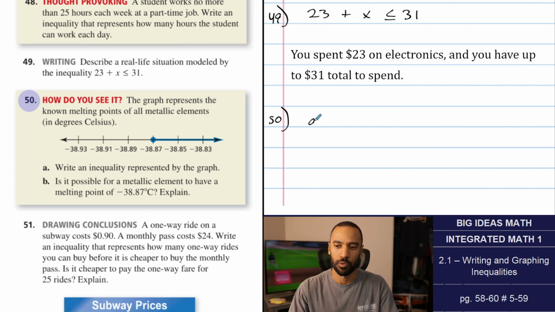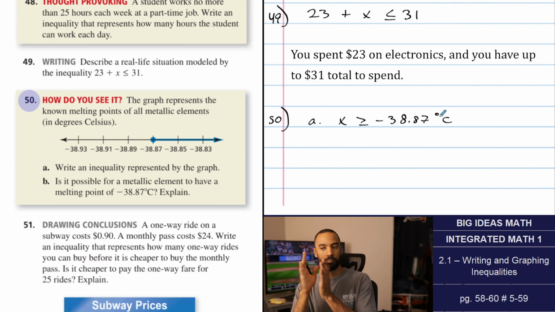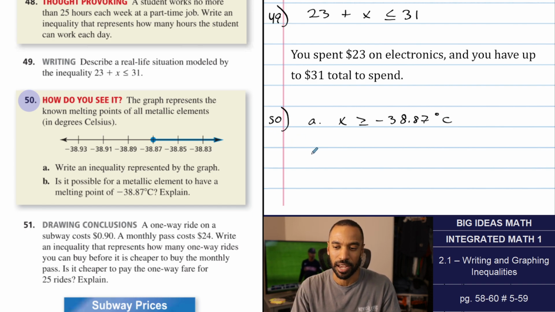Okay, well that one there would be x. x is greater than or equal to negative 38.87. Now, I'm still concerned about the things that melt. This is degrees Celsius, by the way. I'm still concerned about which things are negative 38 degrees Celsius and still melt in frozen conditions. That's crazy. I guess maybe they're just covering their bases. Maybe there's nothing actually that low.